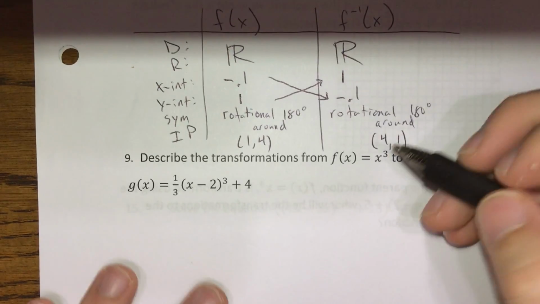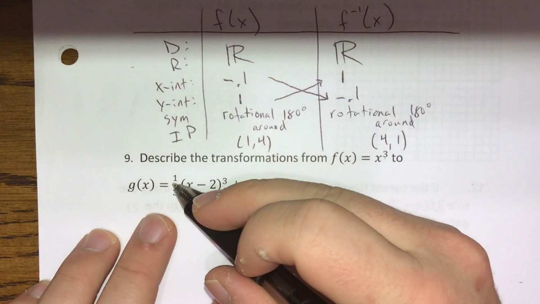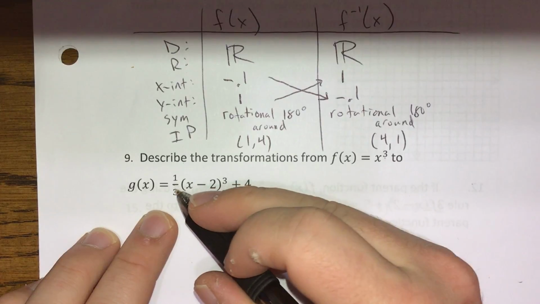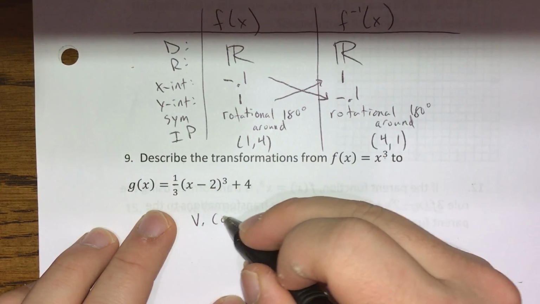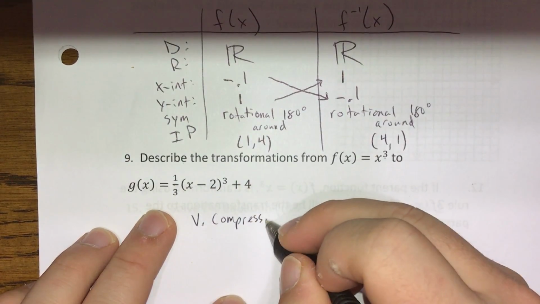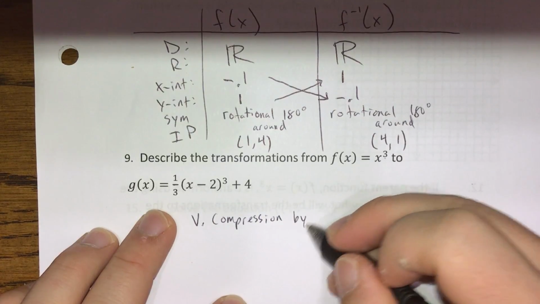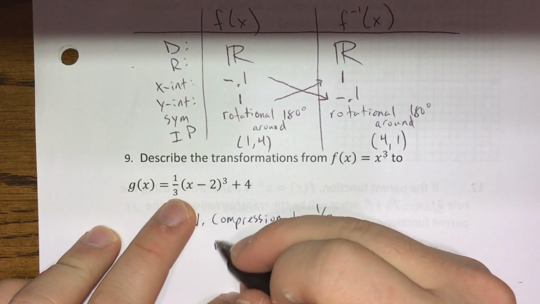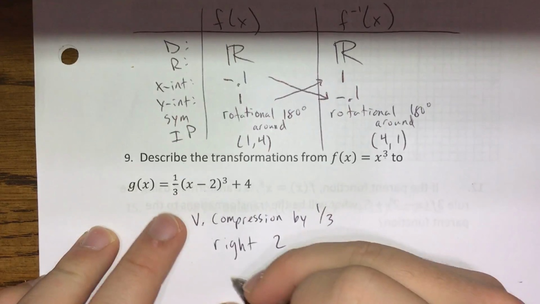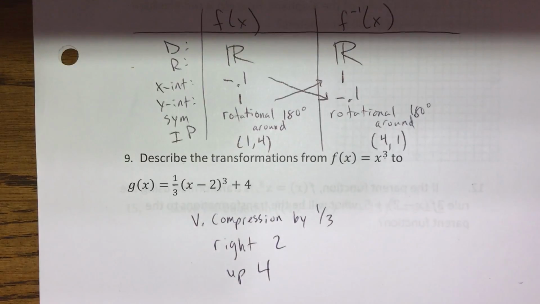All right, transformations from here to here. This 1/3 is between 0 and 1, so we're going to have a vertical compression by 1/3. We're going to go right 2 and up 4.